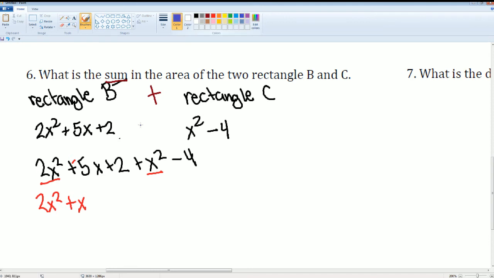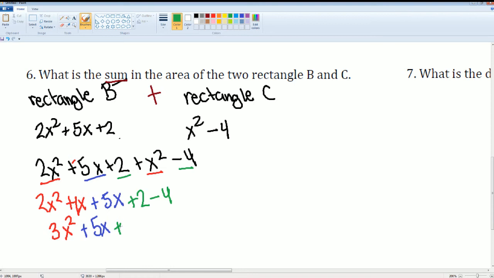Then you have just the 5x. So that is plus 5x. Nothing happened to it. Then you have your constants, which is 2 and negative 4. So that's plus 2 and minus 4. Okay. 2x squared plus x. Remember, this is a 1. So this becomes 3x squared. Nothing happens to the x term. So that's 5x. Nothing happened to it. There's nothing else ready to interact with.